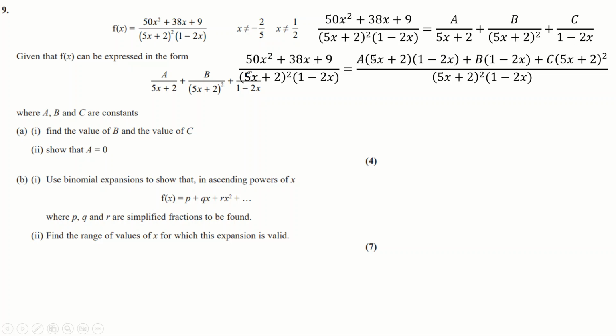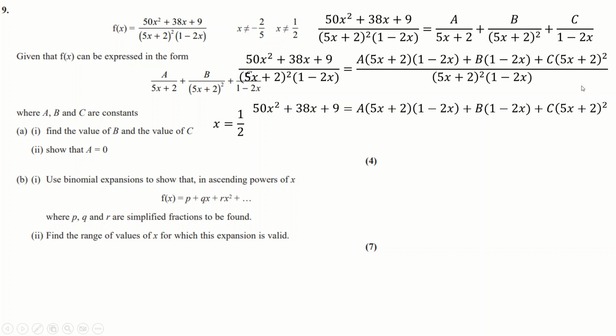So we have this, and then we just compare the numerators to make this. Lots of ways to go from here. I just shoved in x as a half to get rid of this bracket, which gets rid of the a, and this bracket, which gets rid of the b. So I just end up with c times whatever this is when x is a half is equal to whatever this is when x equals a half. Apparently it's that. Solve for c is this.